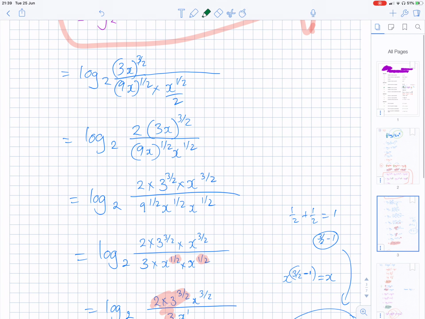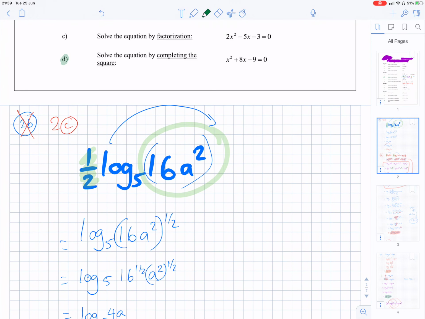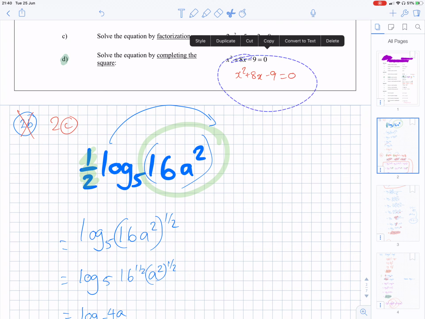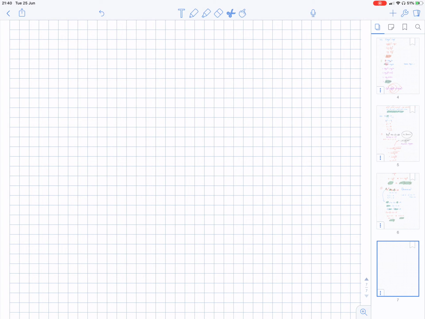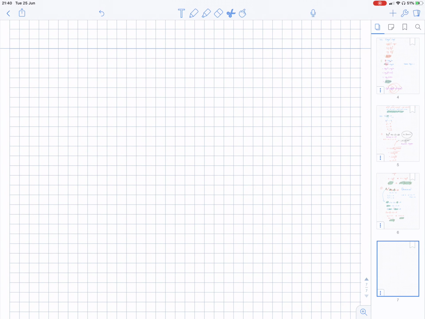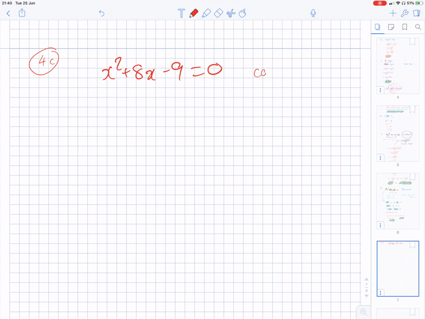The last one is x squared plus 8x minus 9 equals 0 by completing the square. Let's paste it here. This is 4c, I think. Paste it here. And we're going to complete the square.